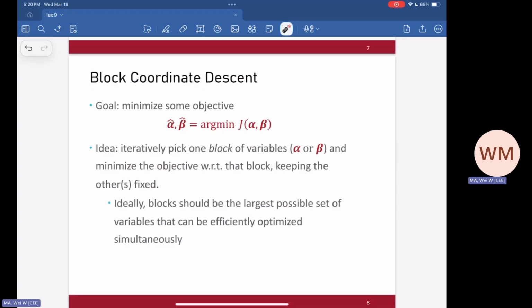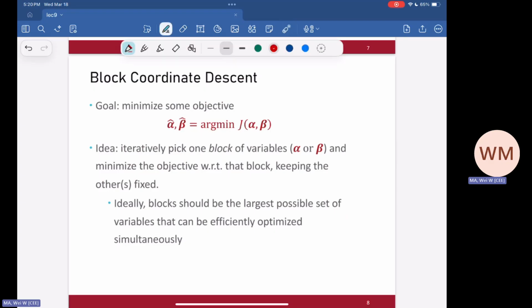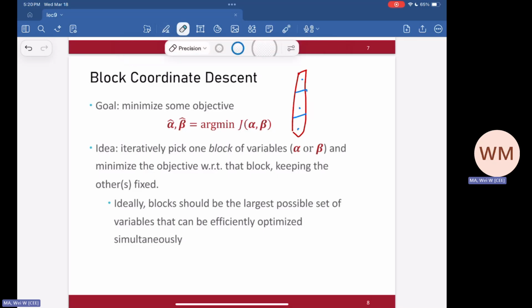Then there's another modified version, which is called block coordinate descent. This is also very straightforward. Basically, you're given a vector, and you can separate it into blocks. Then every time you update a block. It's straightforward, right? Coordinate descent is just one variable. Gradient descent is the full variable. Block coordinate descent is in the middle, part of the variable.